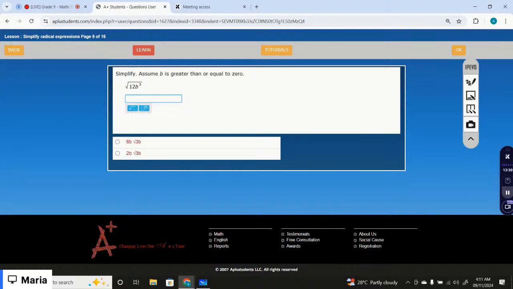Square root 12b cube, which is the correct option? The correct option is option number 2, right? That is 2b and square root 3b. Okay, you can complete the lesson by yourself later today. Let me just move on to the next lesson.